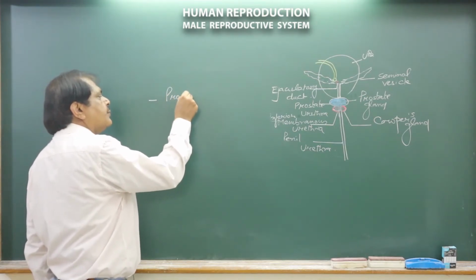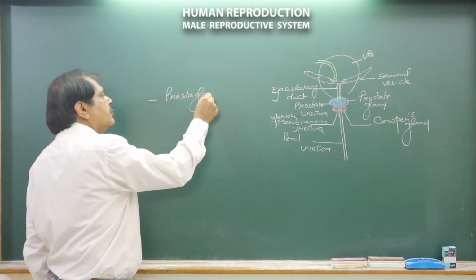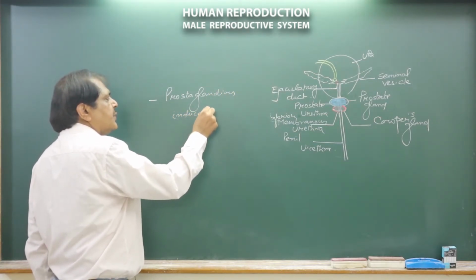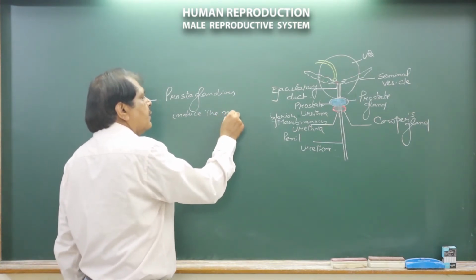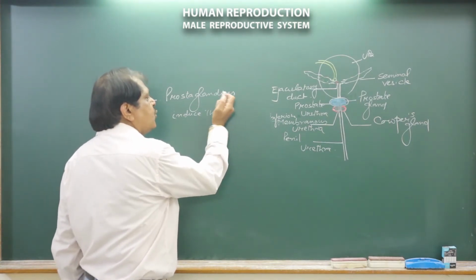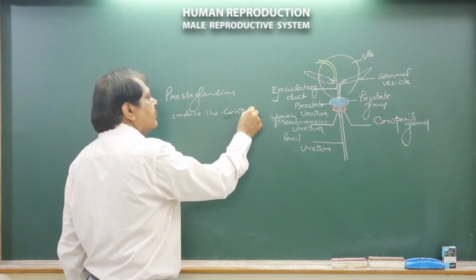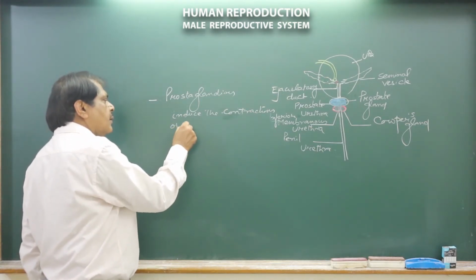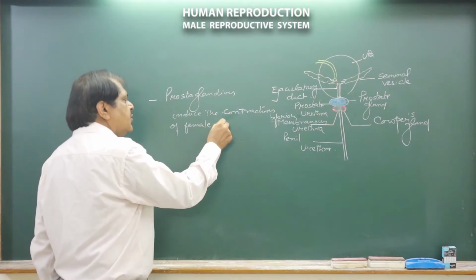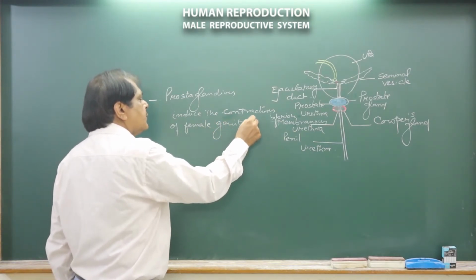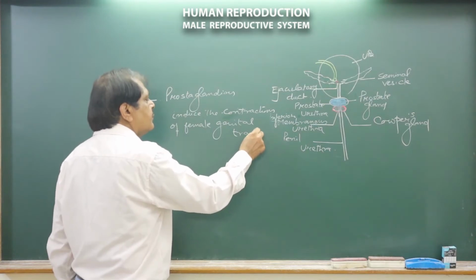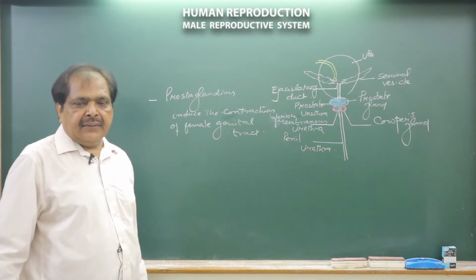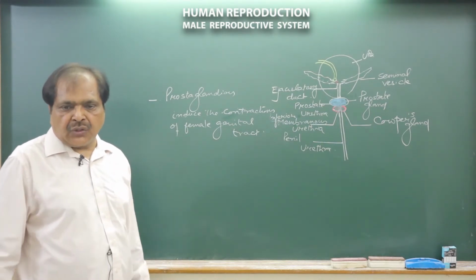Prostaglandins induce the contractions of the female genital tract when the sperms have reached the female genital tract. The motility of the sperms is also increased.